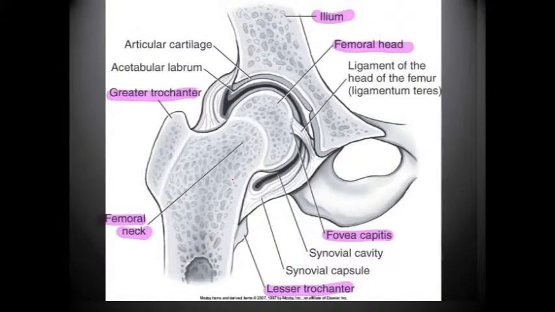And that is it for this image. Here we can get an idea of how everything is kind of held in place. However, we're not going to focus too much on this other than just bony anatomy. Here we have femoral head, femoral neck, greater trochanter, and lesser trochanter.